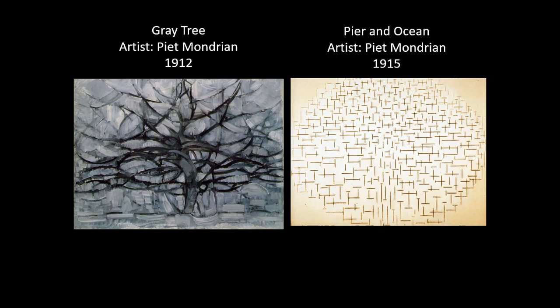Now, things start to change, though, when Mondrian moves to Paris in 1912, and he's exposed to Cubism. Now, the title of Pier and Ocean indicates that he's still focused on themes that surround nature, but now he's starting to work with the Cubist grid structure. He's starting to geometricize. He's starting to simplify. He's starting to take abstraction farther down the path towards non-representation. He's starting to flatten.